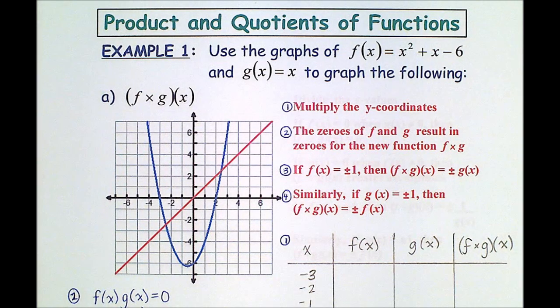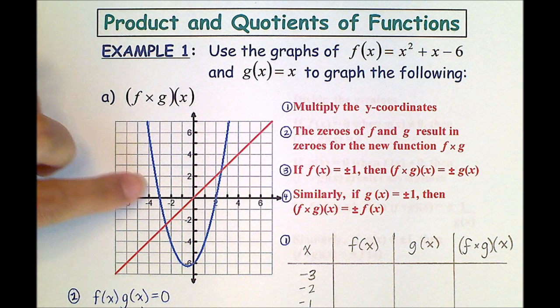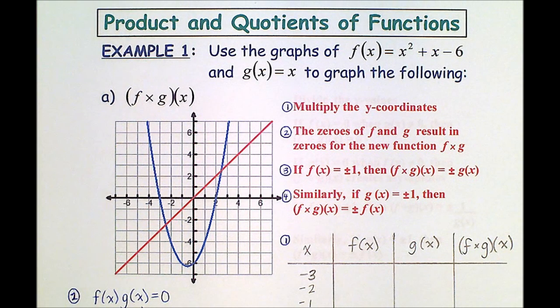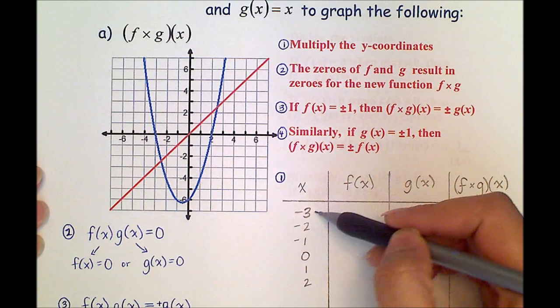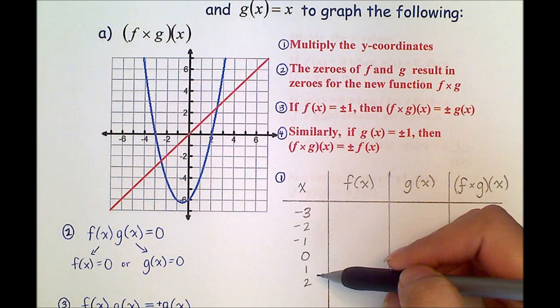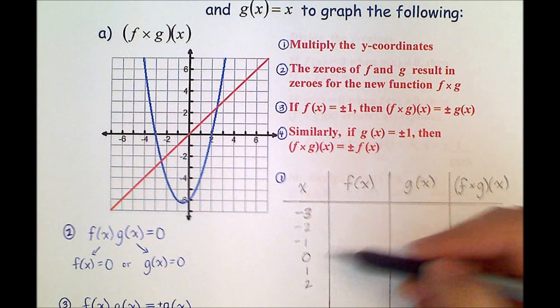For example 1, it says use the graphs of f of x and g of x to graph the following. So here I have the product of f and g, so I'm multiplying f of x times g of x. What you want to remember is that because I'm multiplying them and I'm given the graphs for each one of them, all I need to do is look for an x value and then look at the corresponding y values for each function and multiply them. So what you'll see here is that I've drawn a little table and I've already chosen some values of x, and these values of x that I chose are values of x that have nice corresponding values of y for f of x and g of x.